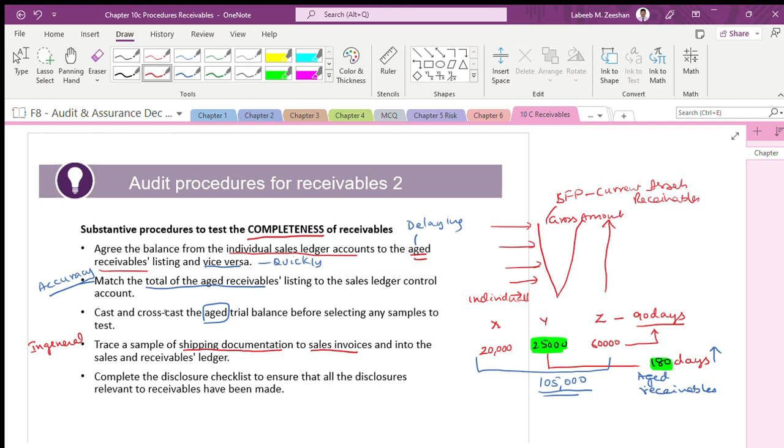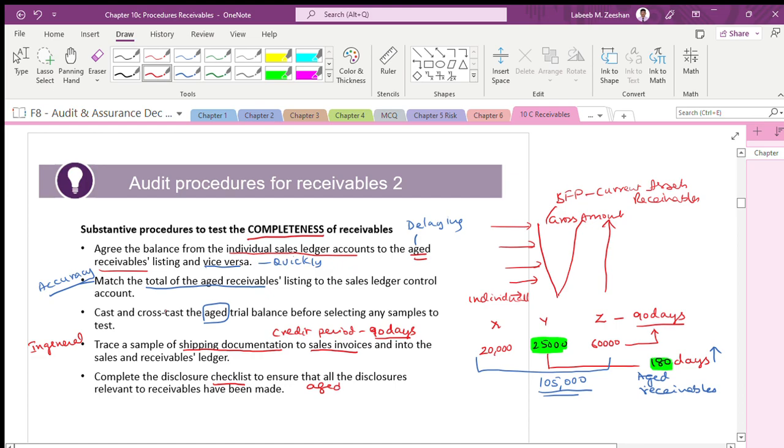because the most important thing is, the credit period is going to be how much? The credit period is 90 days. It's not that we are assuming, it is the standard one. Complete the disclosure checklist. Is it? Complete the disclosure means you have to take into consideration who the aged receivables are.